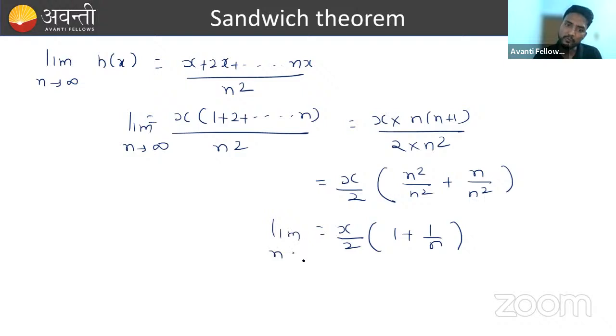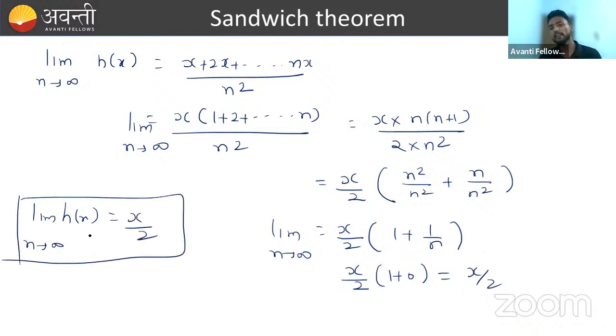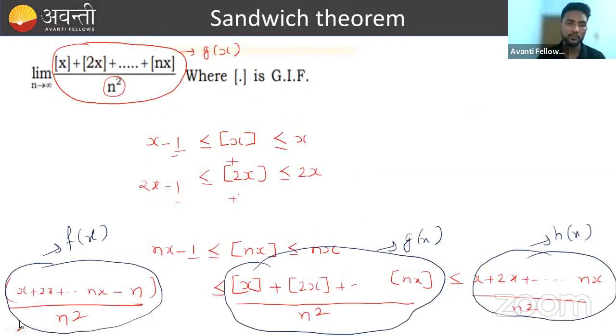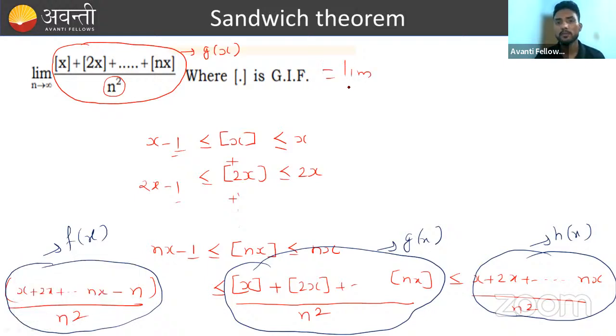Limit n tending to infinity. So after putting infinity, this is x by 2 times 1 plus 0. So it is x by 2. So the limit of hx, n tending to infinity, is equal to x by 2. So if it is x by 2, then definitely the limit of gx will also equal x by 2 only, because both are the same by the sandwich theorem. Gx is also x by 2.